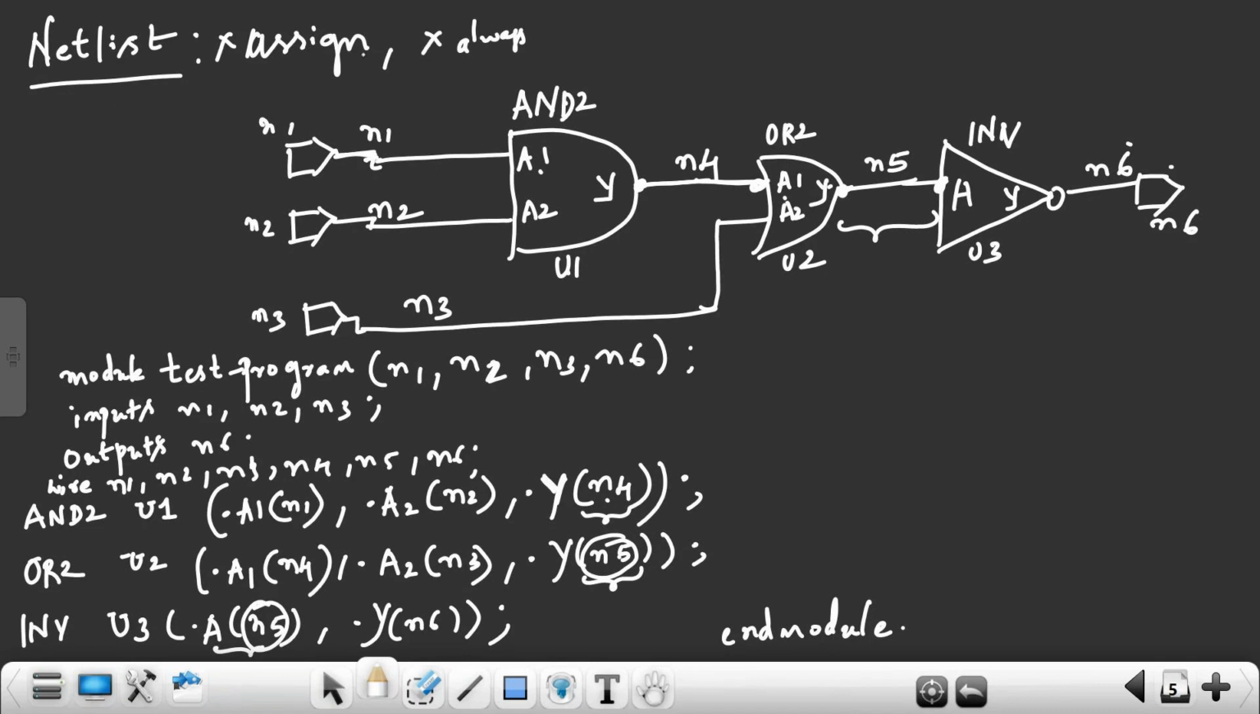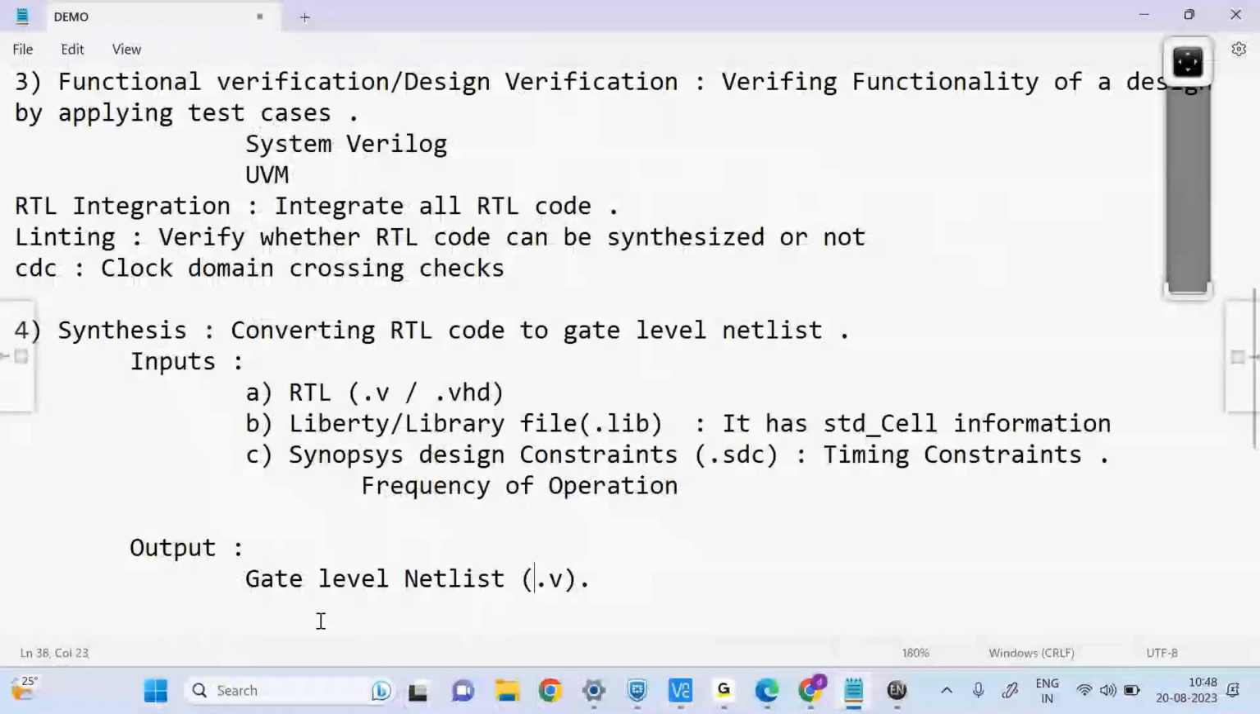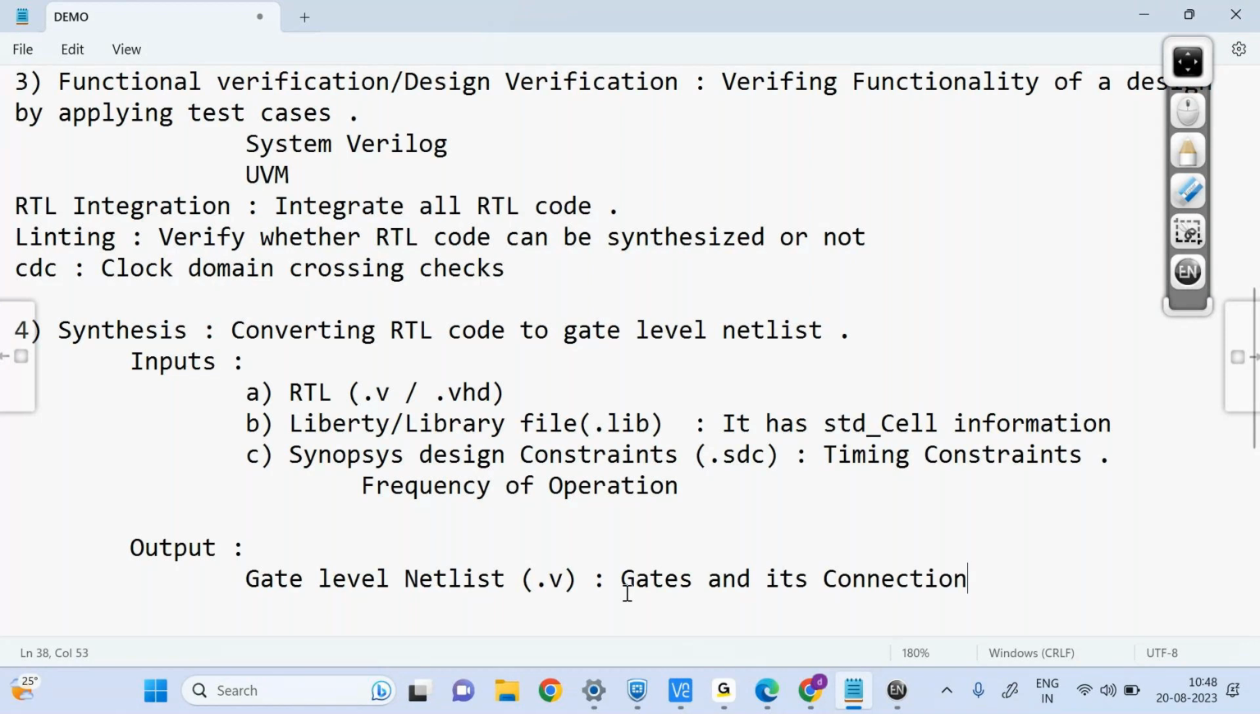This is called as netlist. There is a difference between netlist and RTL. So that is called as gate level netlist. That example I have given already. So netlist has what? Gates and their connections. It has mainly gates and their connections. This information is present in the synthesized netlist.